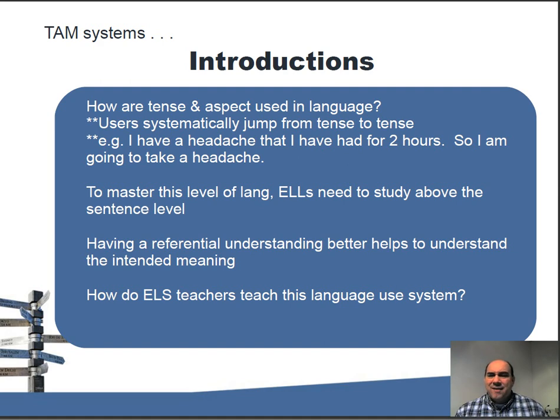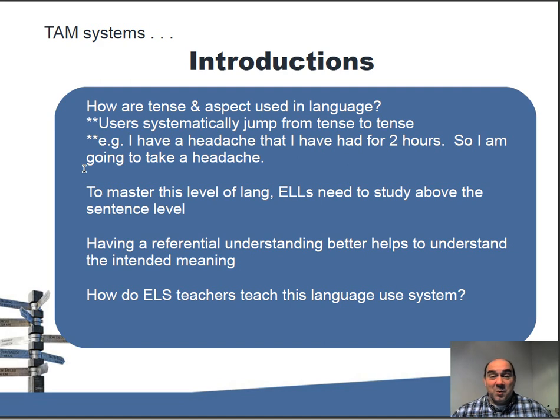Here's an example. I have a headache. Okay, present tense. I have a headache that I've had for 2 hours, so I'm going to take an aspirin. I'm not going to take a headache, so I'm going to take an aspirin. But I went from present, I have a headache, and then I went to past, that I have had for 2 hours. Right now I'm in the past. I'm going to take. Now I'm in the future. So I jump around in that one sentence with three different tenses, okay? Because of the truth statements that I'm making and my mental location, my mental chronological location.